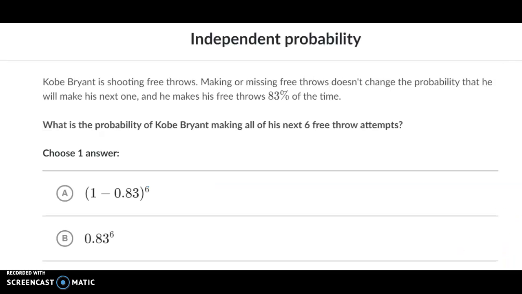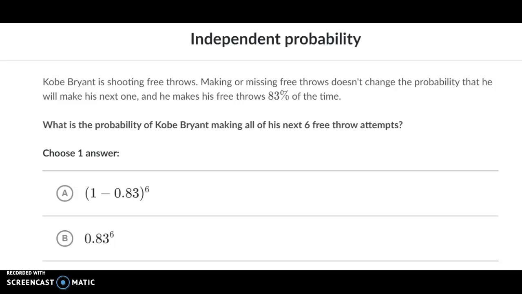This one is a bit more complicated. Kobe Bryant is shooting free throws. Now, making or missing free throws doesn't change the probability that he'll make his next one. And he makes his free throws 83% of the time. What's the probability of Kobe Bryant making all of his next 6 free throw attempts?